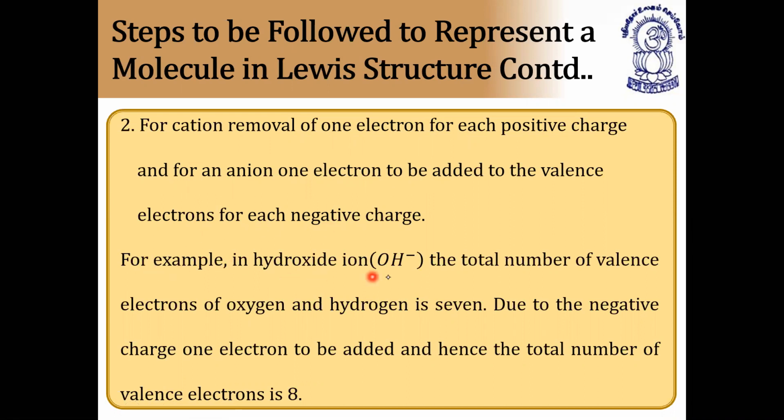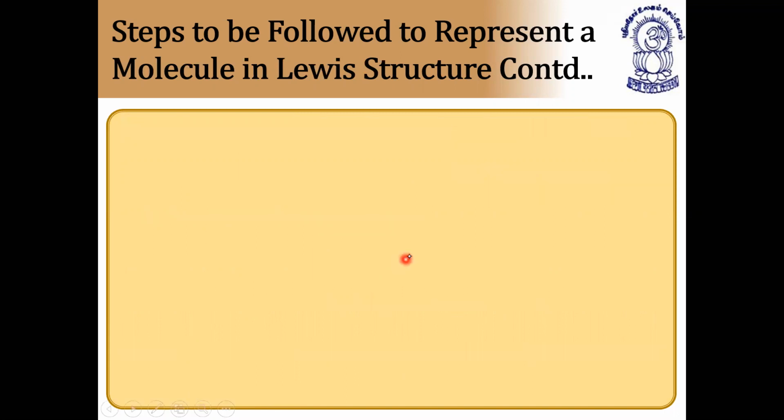For example, hydroxide ion OH minus, the total number of valence electrons of oxygen and hydrogen is 7 and one more electron is added here. So due to the negative charge, 1 electron, and hence the total number of valence electrons should be 8. This is very important. How many valence electrons for oxygen? 6. And hydrogen is 1. So 1 and minus 1 is there. So it is becoming 8. I hope it is clear.